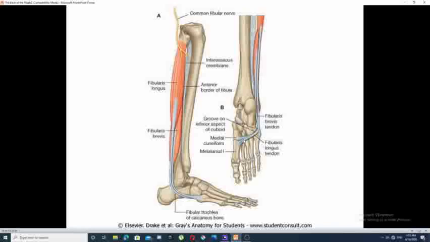Eversion of the foot means that the inferior surface of the foot will face laterally, and this movement is done by the peroneus longus muscle, and it occurs at a joint called the subtalar joint.